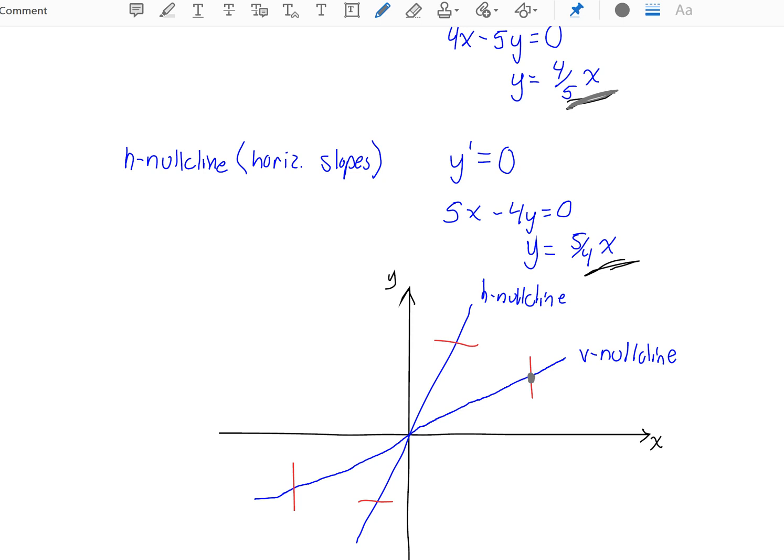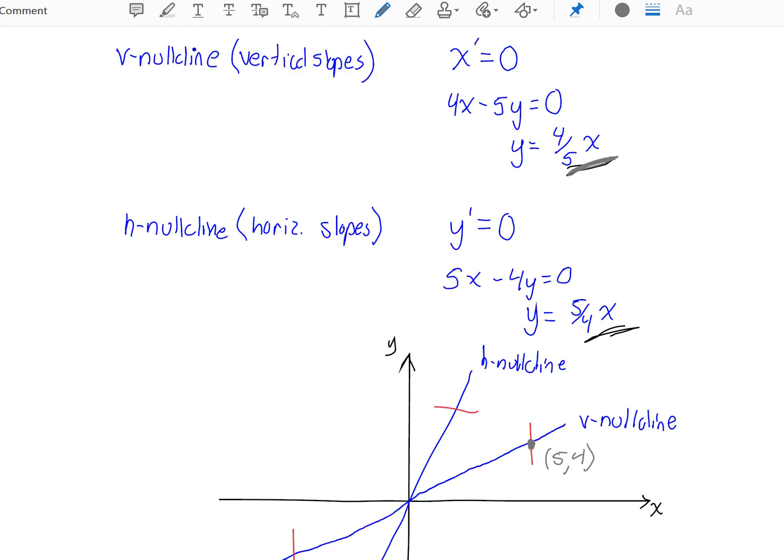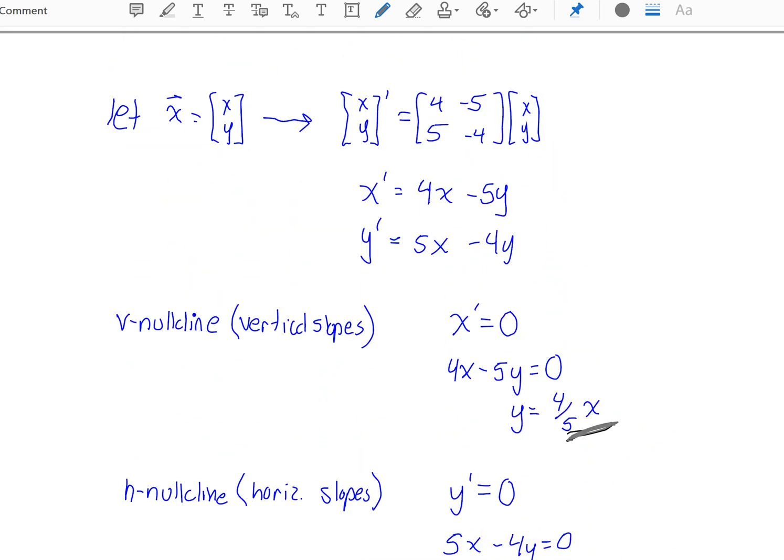A nice test point might have an x value of 5, because if x is 5, then y is going to be 4. And let's plug this ordered pair 5, 4 into our system. When you plug 5 into your x component and 4 into your y component, this is going to equal 0. And we should know it's 0 because we're plugging this into a vertical nullcline, which means you have only vertical movements, which means x prime has to be 0, and it is.